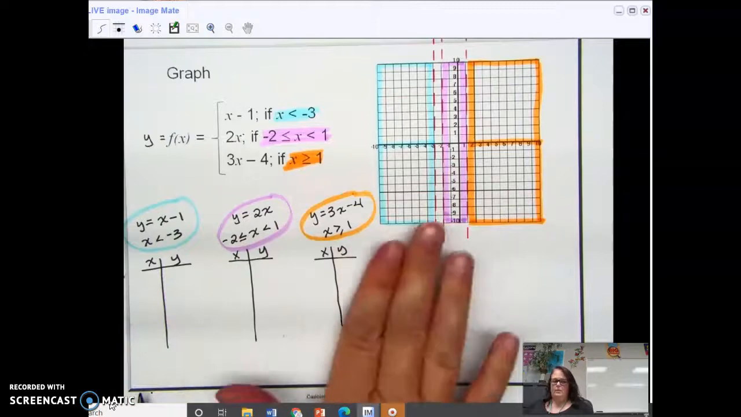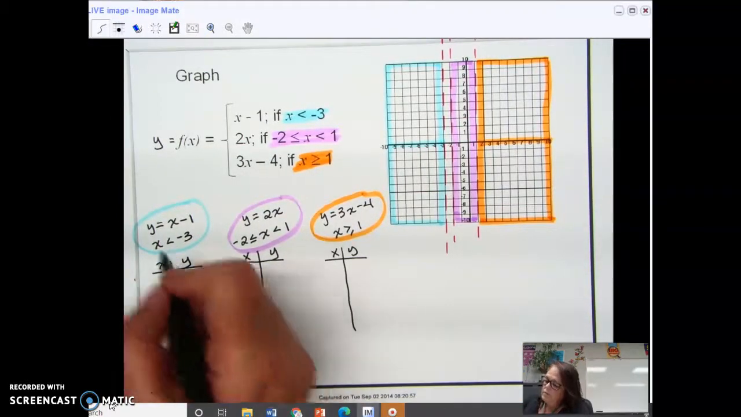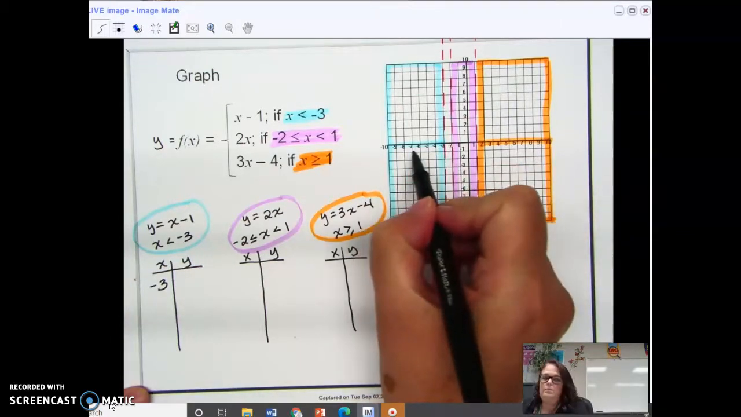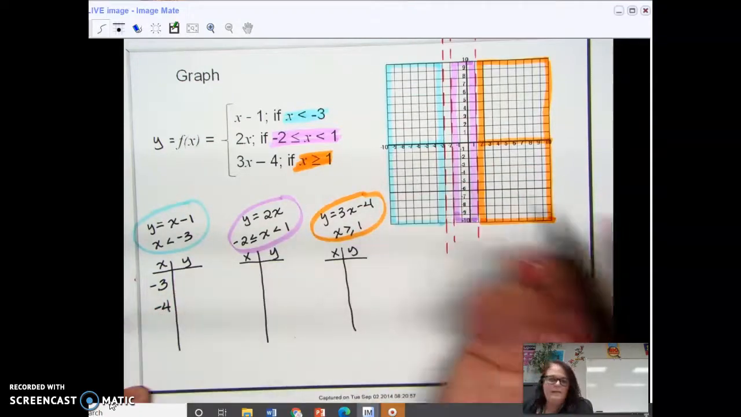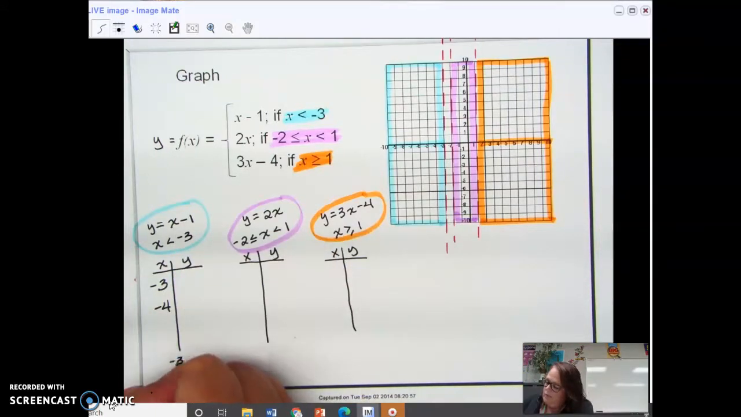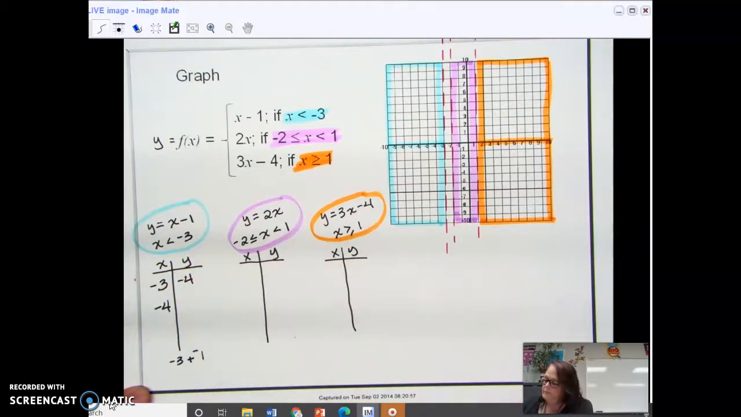So again, none of these are going to overlap because they stay within their own domain. So this one I have a boundary at -3, and then I need to pick an x value in my blue domain. So anything less than -3, like -4, -5, -10, any of those. And if I substitute, we get -3 minus 1. And if we keep change, -3 plus -1 is -4. And then for -4, we get -4 minus 1. And again, keep change, we get -5.